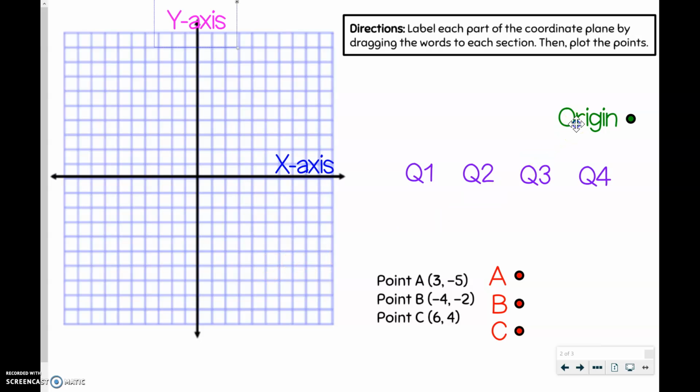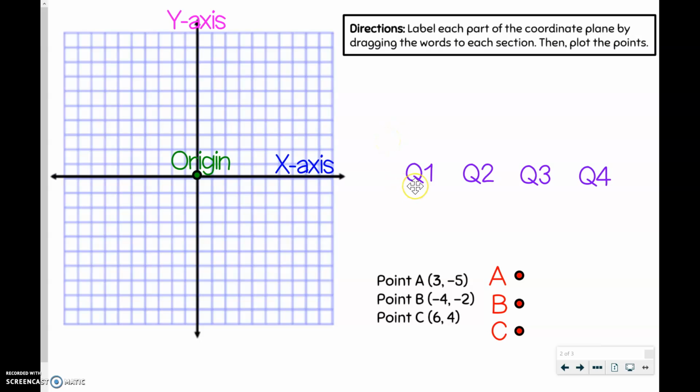Then the origin, we talked about this one, and we also have a dot to represent that, okay? So this dot, this origin, is going to go right where the two number lines intersect, which is 0, 0, right? We have not moved right or left on the x-axis or up or down on the y-axis. And let's go ahead and just put the word origin right above that dot so you know that's what that means, okay?